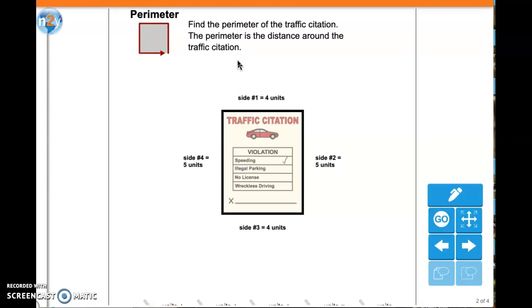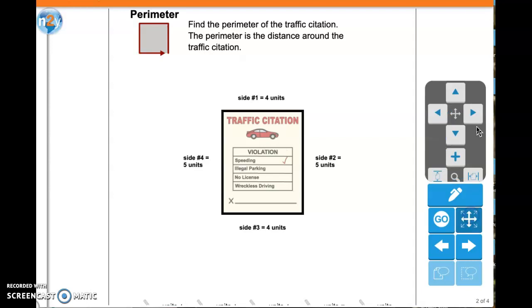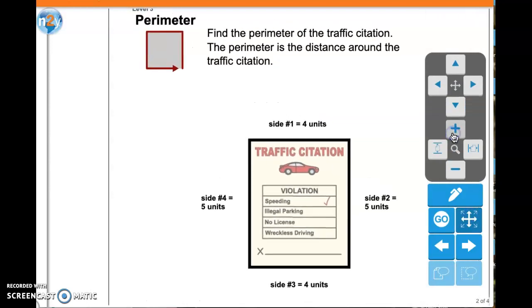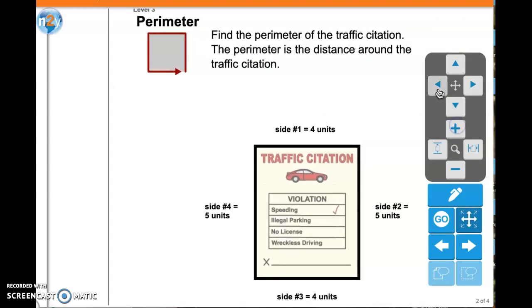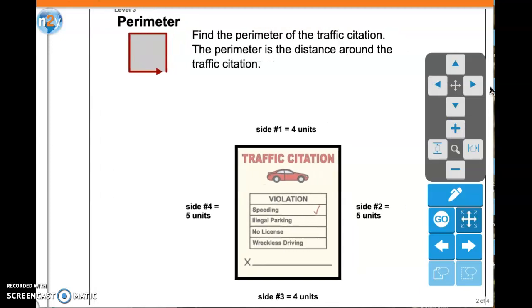Okay, so if we're finding the perimeter of this, sorry, I'm going to zoom in. It looks so tiny. The perimeter is the distance what? Around it. Nice job. So area is inside and the perimeter is the distance around it. So what you would do, this is a speeding ticket, it looks like. So what you would do is add all of these up. So you would add side 1, so 4 plus 5 plus 4 plus 5. So when you're doing the perimeter, you're adding all of them up all the way around it.